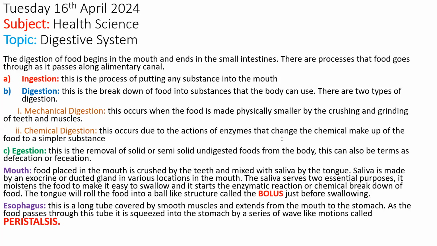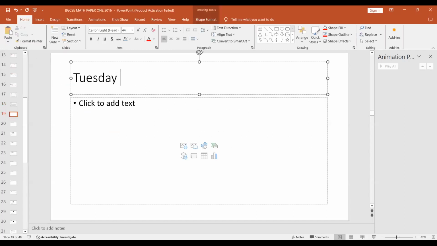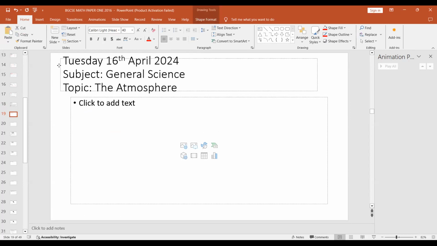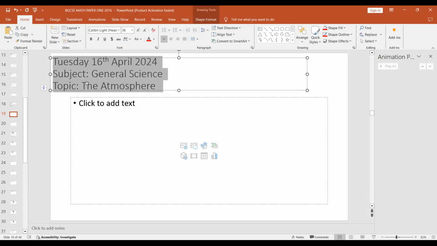Okay, let's move on to general science. So today is Tuesday, the 16th of April, 2024. The subject is, of course, general science. The topic is going to be, we're going to be looking at the atmosphere. So we know that there are layers of the atmosphere, right? Do you all know that? That there are layers of the atmosphere.